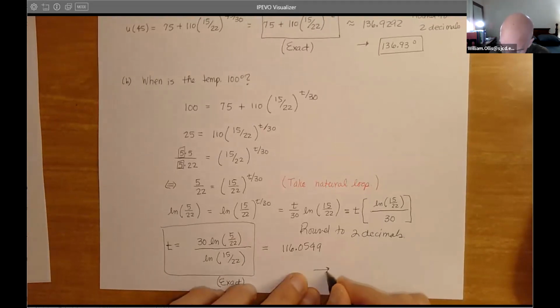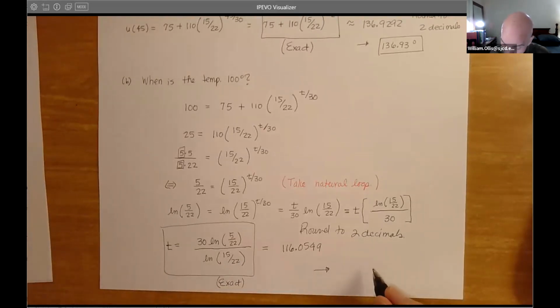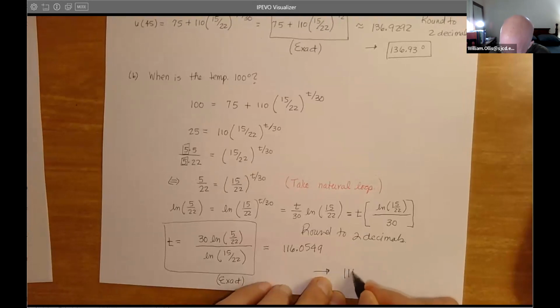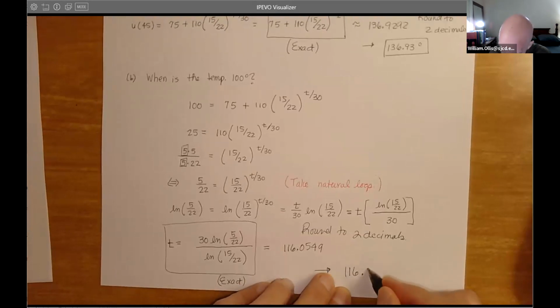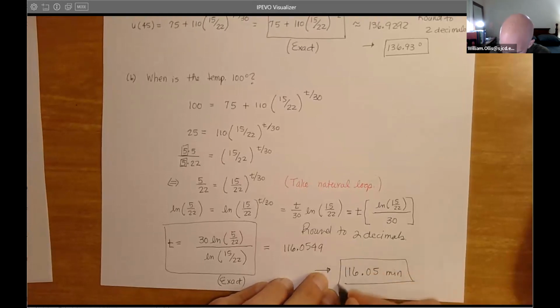So this gives you, in this particular case, well, we could do 2 decimals, that's fine. We'll do 116.05 minutes, which is fine. 1 decimal, 2 decimals, no biggie.